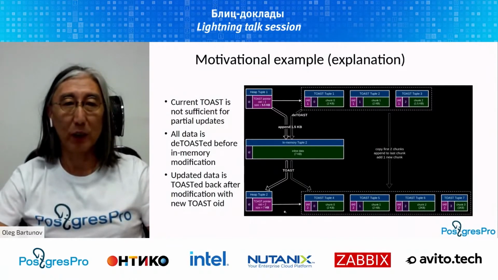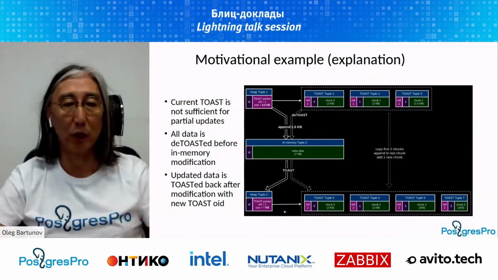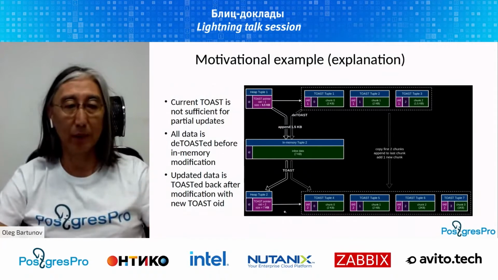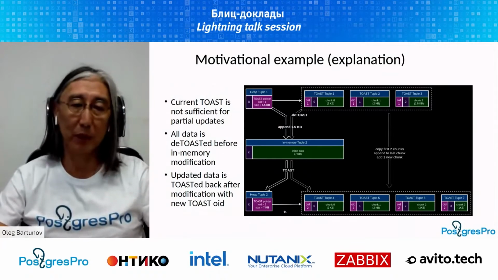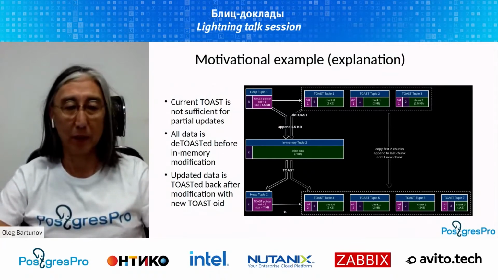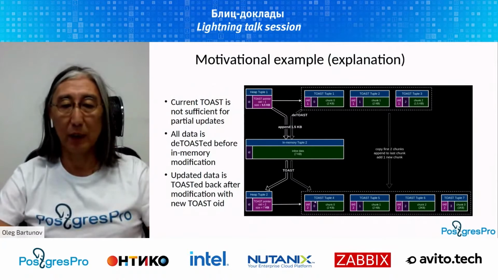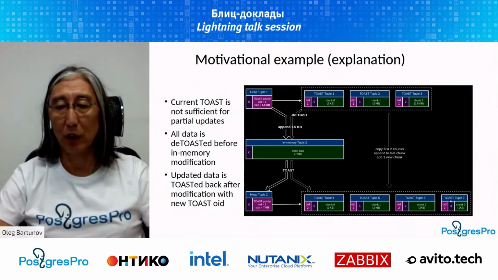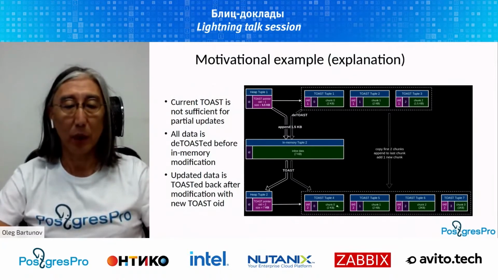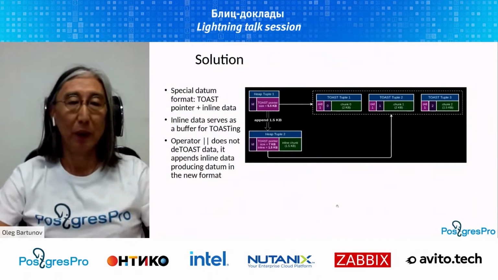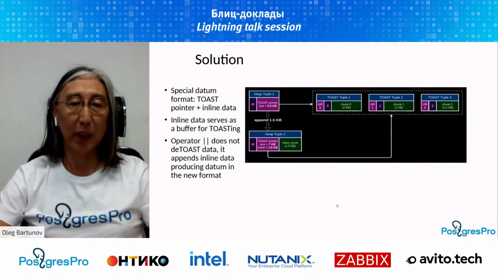So what did we do? We thought that, okay, we need to fix TOAST because current TOAST is not really good for partial update, because all the data are detoasted before getting modified in memory. When we added 1.5 kilobytes, we saw that 4 new TOAST chunks appeared. Of course, that's not efficient, and we want it to work differently.